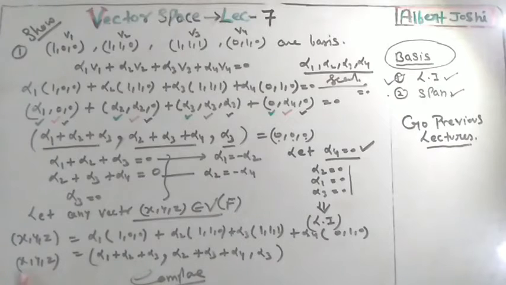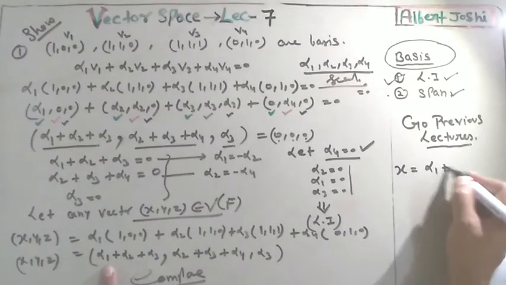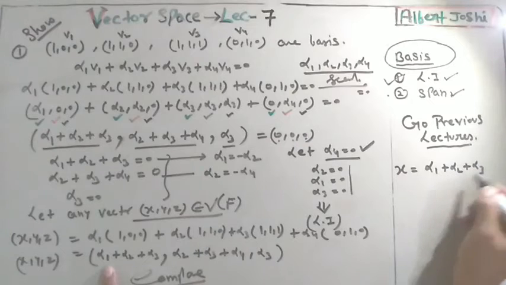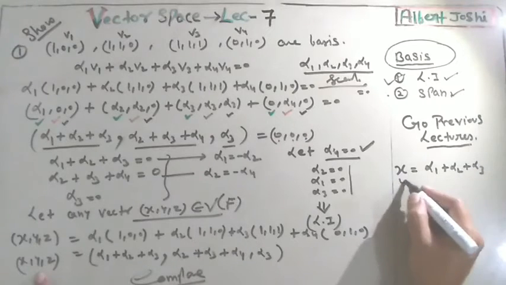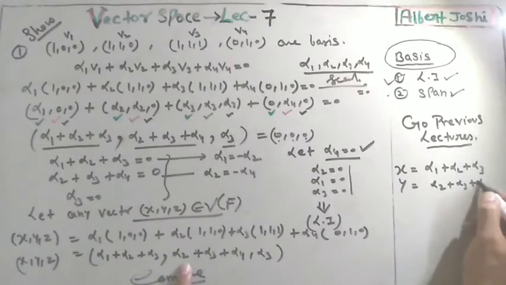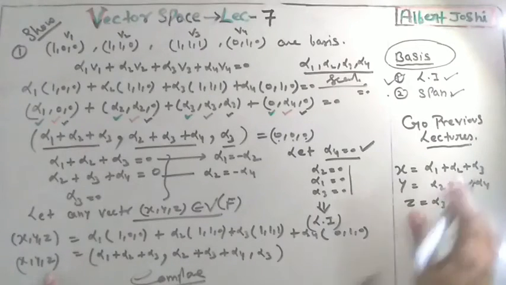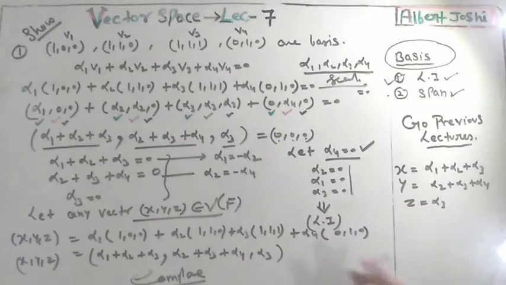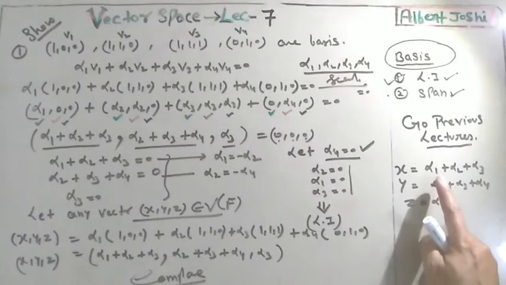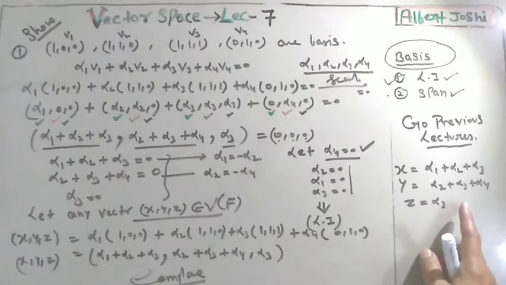So this whole value is equal to x. You are getting x equals alpha 1 plus alpha 2 plus alpha 3, y equals alpha 2 plus alpha 3 plus alpha 4, and z equals alpha 3. Put the values here, then you will get something. You have to find the values of alpha 1, alpha 2, alpha 3.